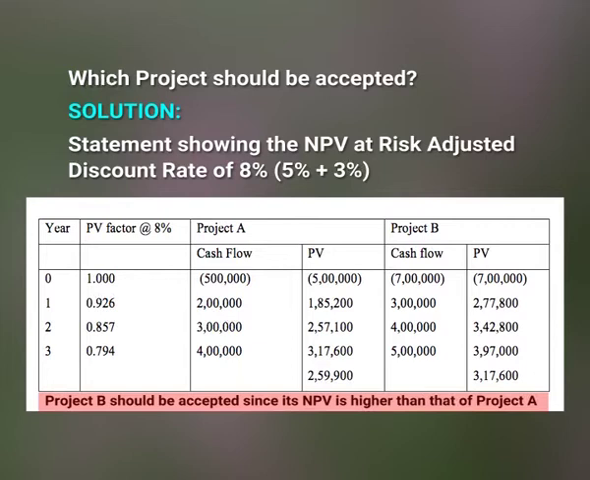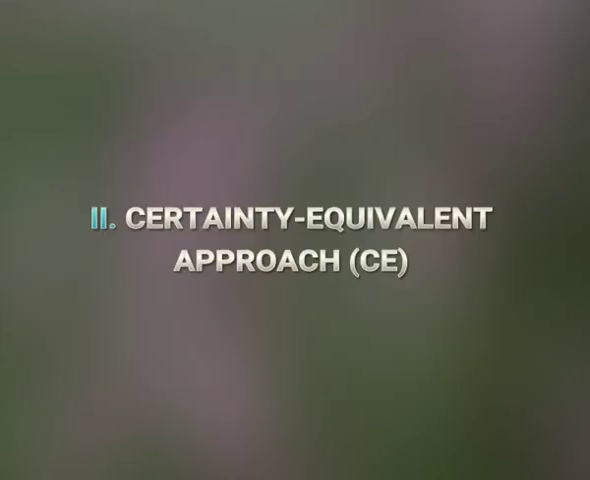Now, we will see second method, which is certainty equivalent approach. Certainty equivalent approach is one of the risk analysis techniques under which risk is incorporated by discounting the riskless cash flows at risk-free rate. It incorporates the risk by converting the risky cash flows into riskless cash flows.